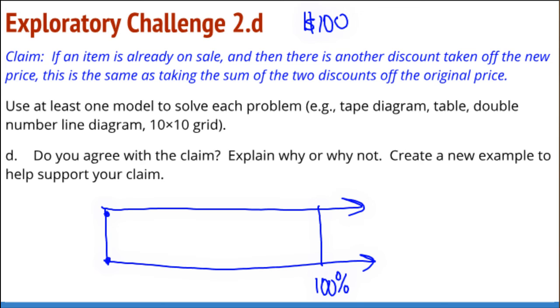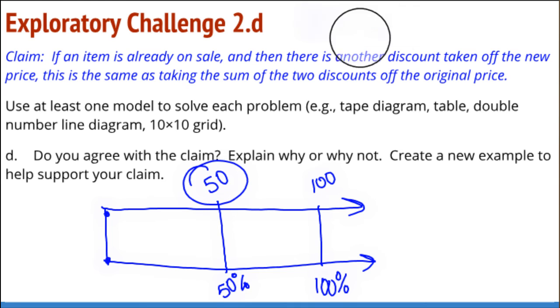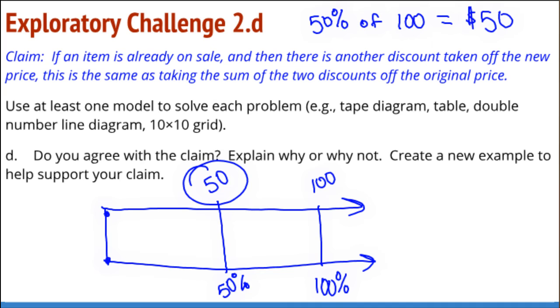And if I take 50% off, then I find that it is $50. So 50% of 100 is $50. There's the $50 discount.